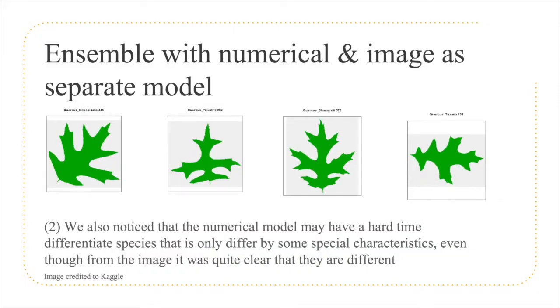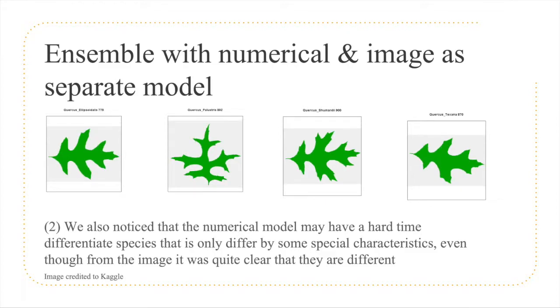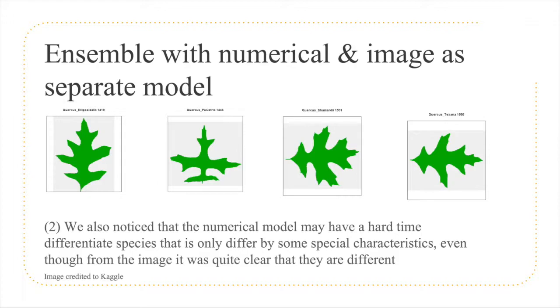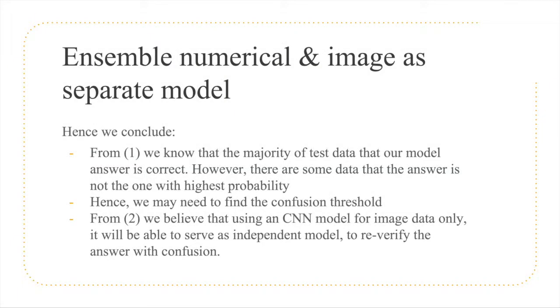And we also see that there are several species under the same genus that only differ a bit. This may be easy to see using eyes, but it may be hard to represent in the numerical features. Hence, we can conclude that because our score increases when we change it to binary, there are answers where our first choice prediction is not correct, but second or third place may be correct.